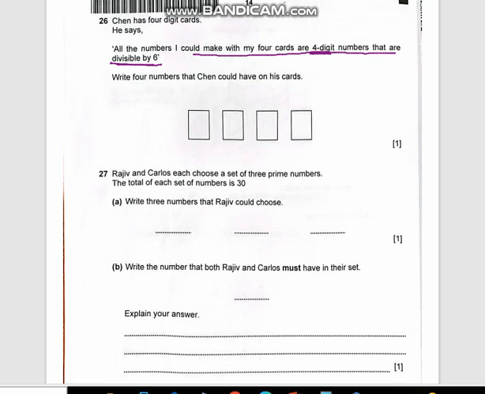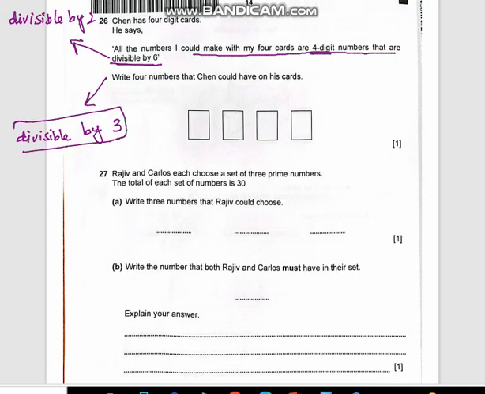So the rule of divisibility by 6 is that the number must be divisible by 2 and also divisible by 3. Now the rule of divisibility by 3 is that you have to add all the digits. If the sum of all digits is divisible by 3, then it means that the whole number is also divisible by 3. And for divisibility by 2, the last digit must be even. The last digit I'm talking about must be an even number.